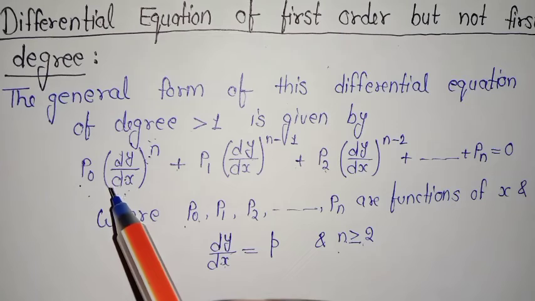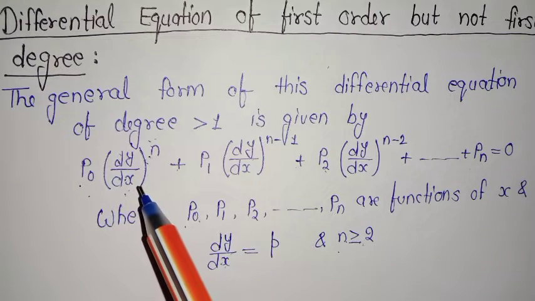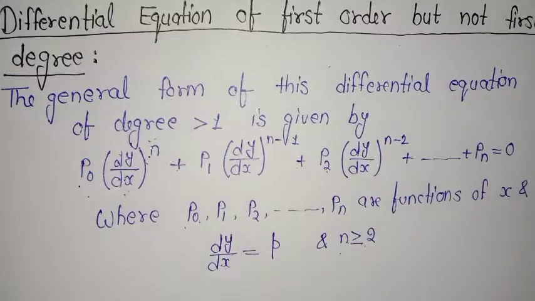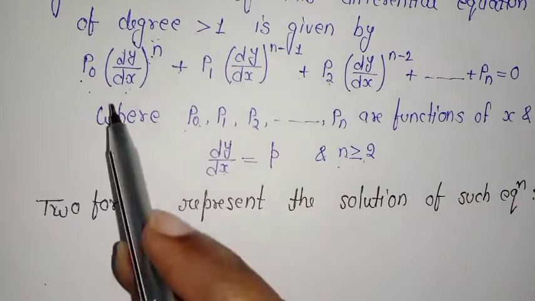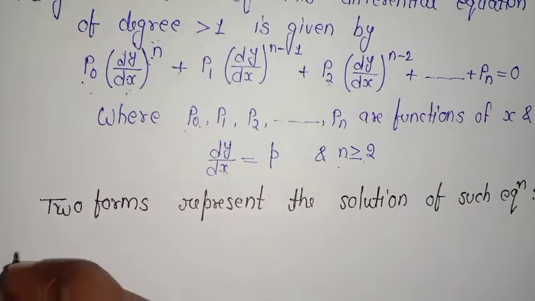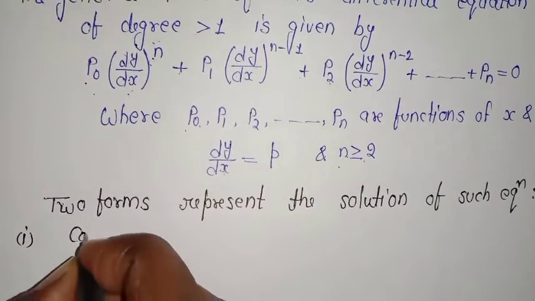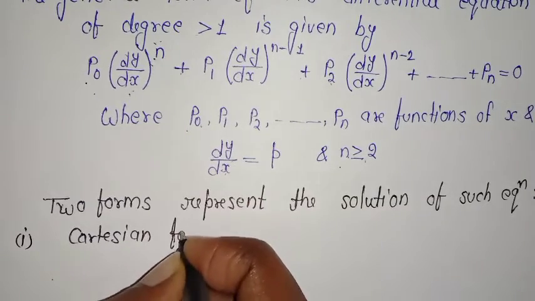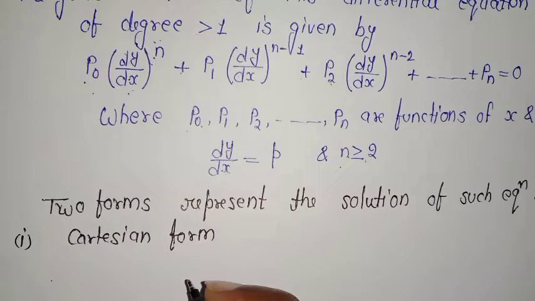Now I am going to tell you in how many forms we can represent the solution of such a type of differential equation. The solution of such an equation exists in two forms. The first one is the Cartesian form. In the Cartesian form, only x, y and arbitrary constants are involved.